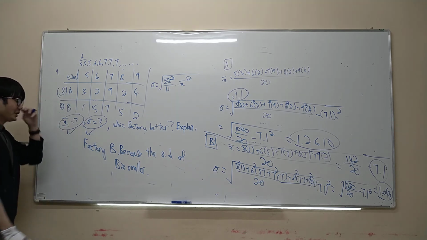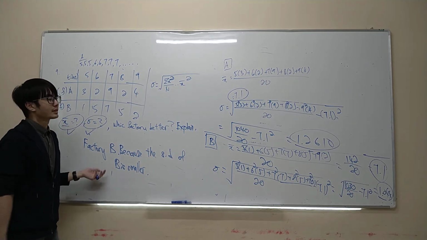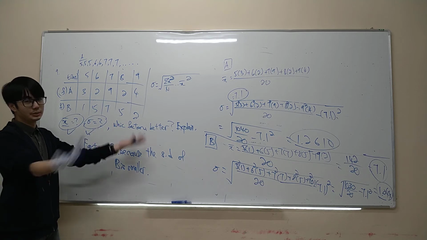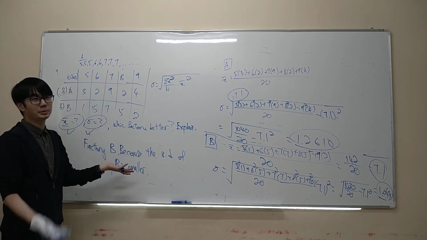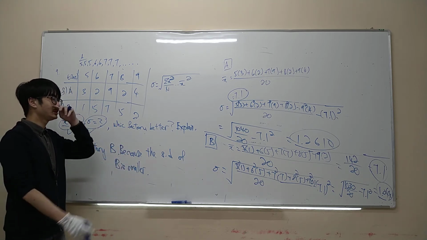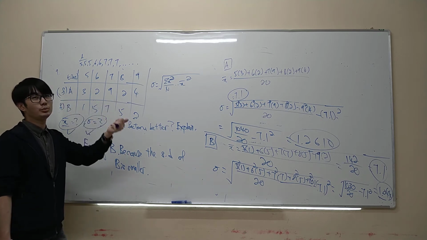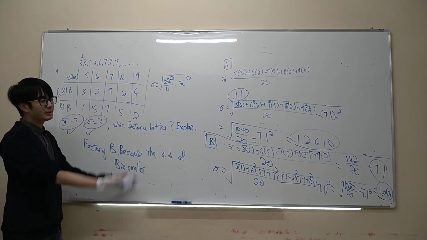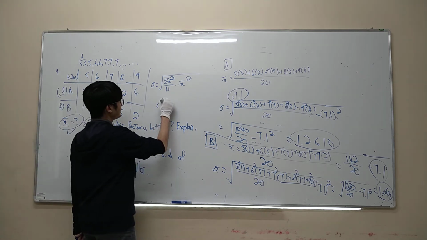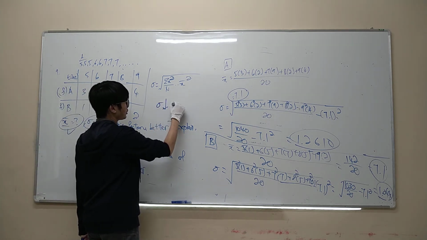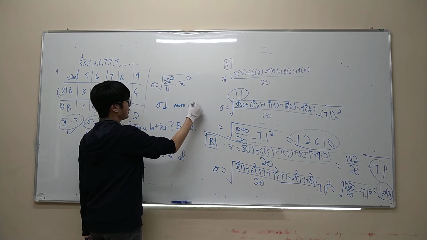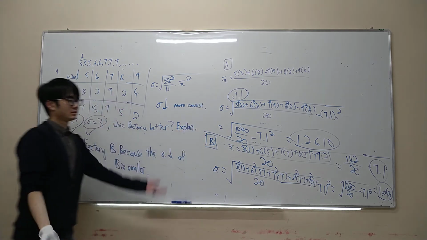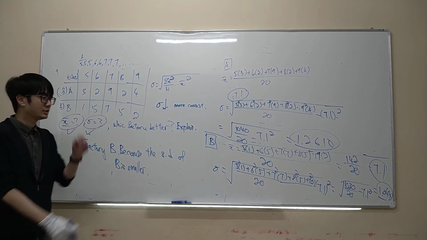Okay? Why do you choose the one with lower standard deviation? Because, you see, I'm already repeating what I said in the previous video. If you think about it, the Choon Hau video, first question, I already mentioned this, right? Lower standard deviation means more consistent. So that's why you choose the one with the lower standard deviation.